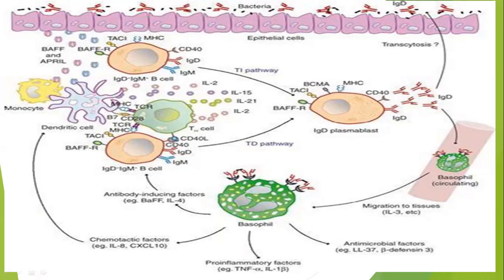If it's mucosal surfaces, you've got the IgDs and the IgAs. Their idea is to bind to these bacteria and prevent further infection through the epithelial cells within the microenvironment of the immune system.